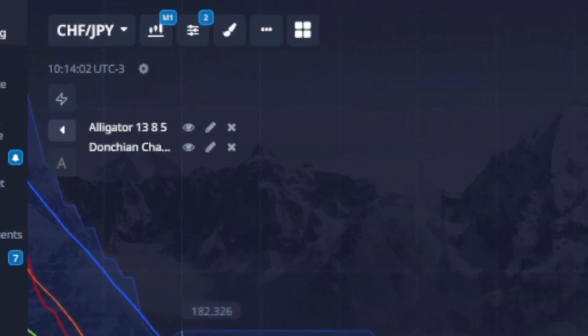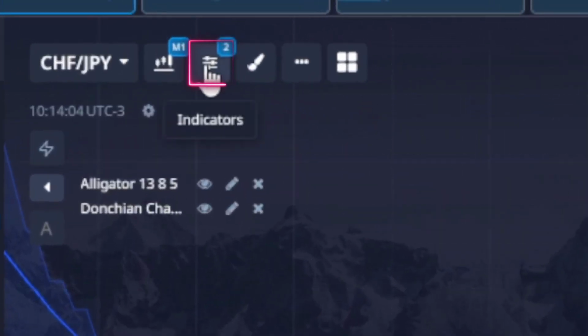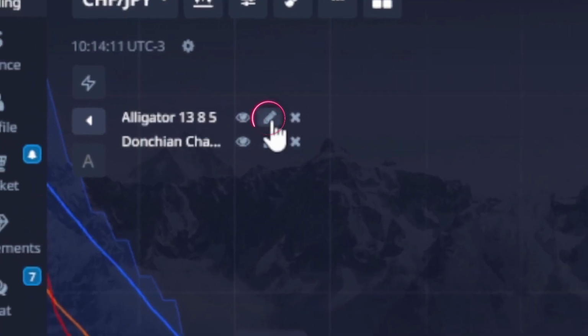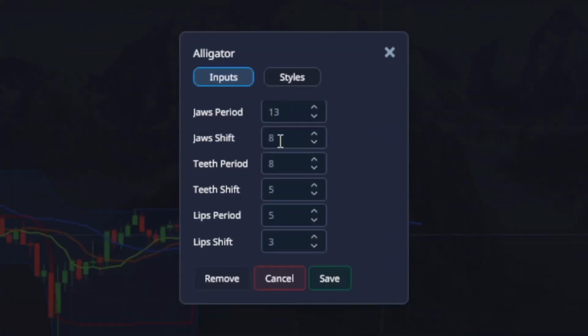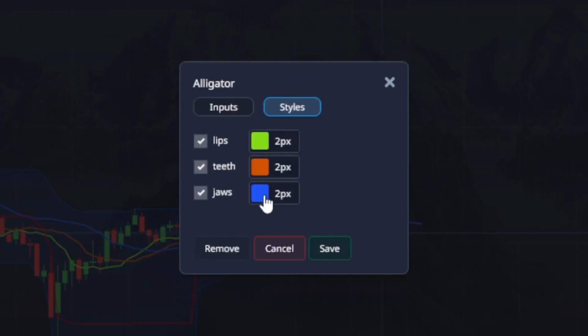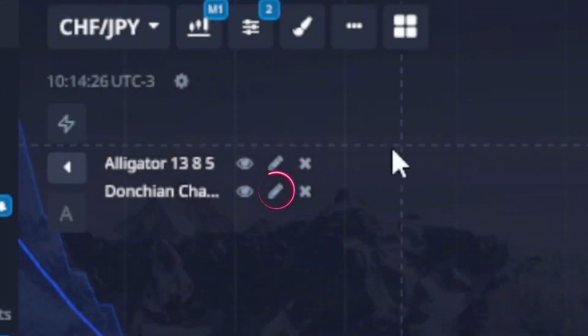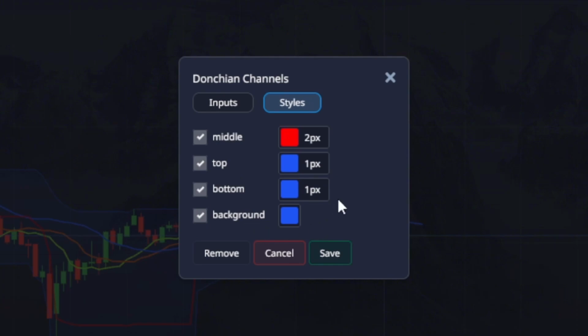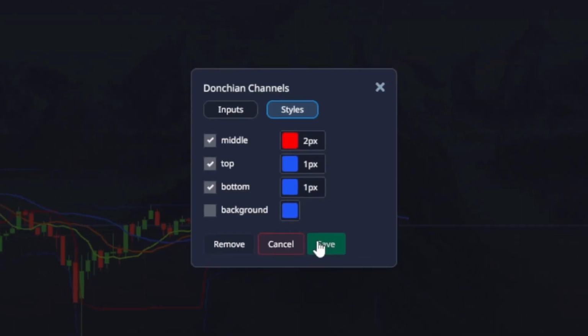We're going to use the Alligator, as I said, and the Donchian Channel. We're going to use both indicators with these settings: 1388553. That's the style. The color is up to you, whether you want to use the same or not. Then click on save. For the Donchian Channel, use a period of 20 and choose a color. You can use the background if you want; if not, that's fine as well.